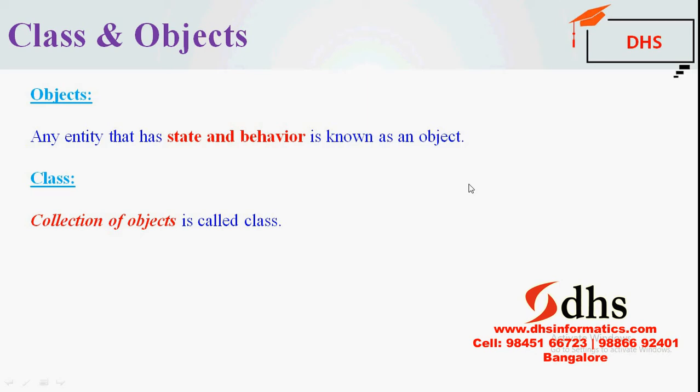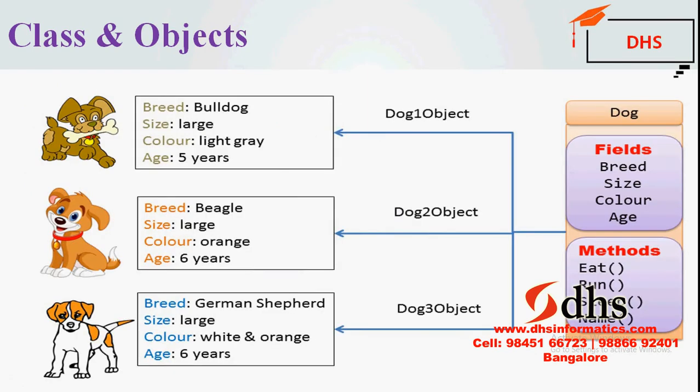Here we have an example. So dog1, dog2, dog3 are objects. If I take breed, size, color, age, it will be different. Those we can consider as state, and behavior we can consider as methods like eat, run, sleep, name, like this. So this is a simple example for class and object.